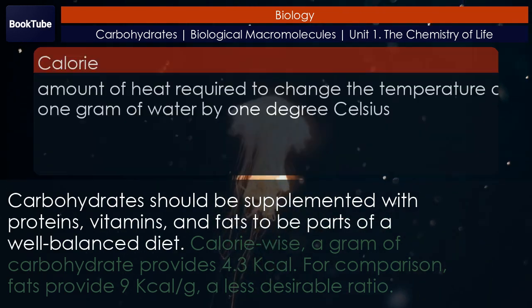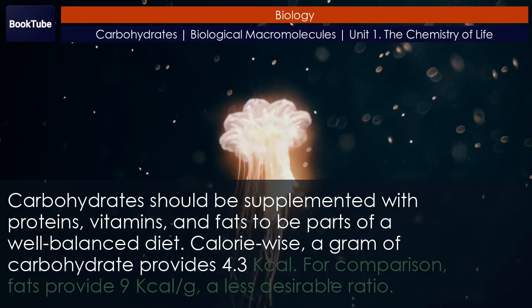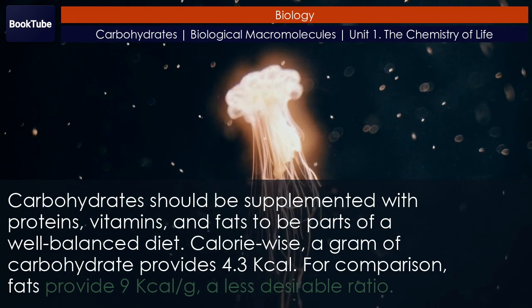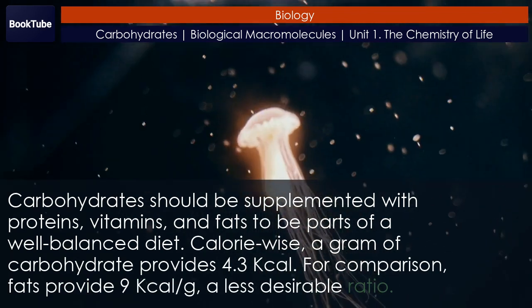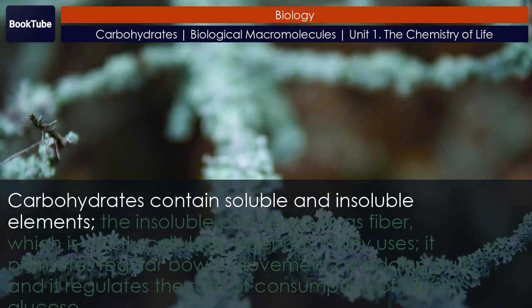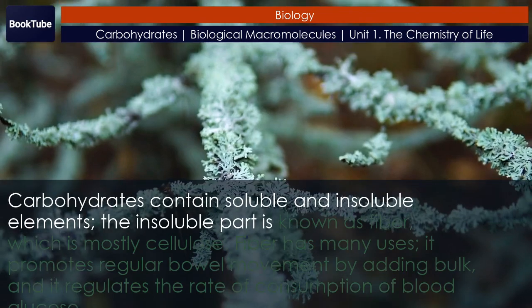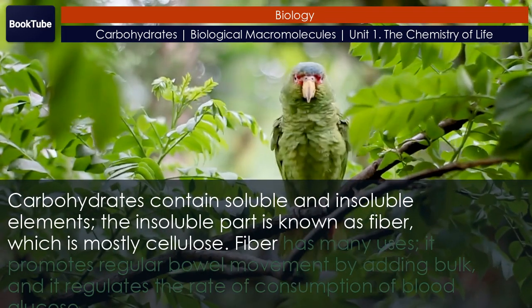Calorie-wise, a gram of carbohydrate provides 4.3 kilocalories. For comparison, fats provide 9 kilocalories per gram, a less desirable ratio. Carbohydrates contain soluble and insoluble elements. The insoluble part is known as fiber, which is mostly cellulose.